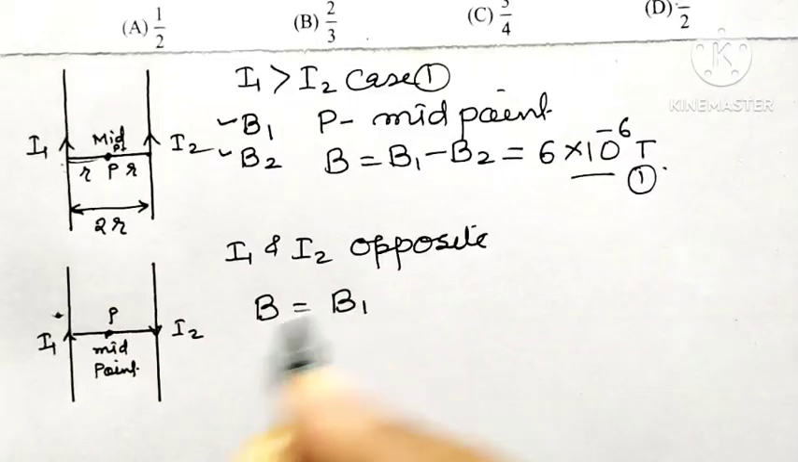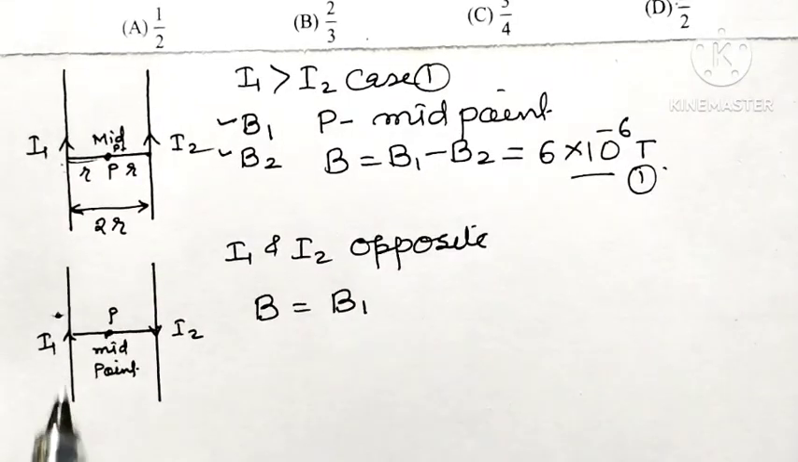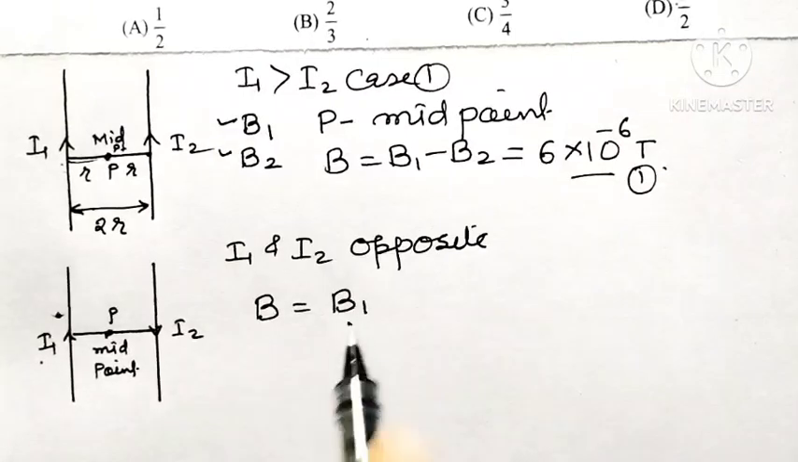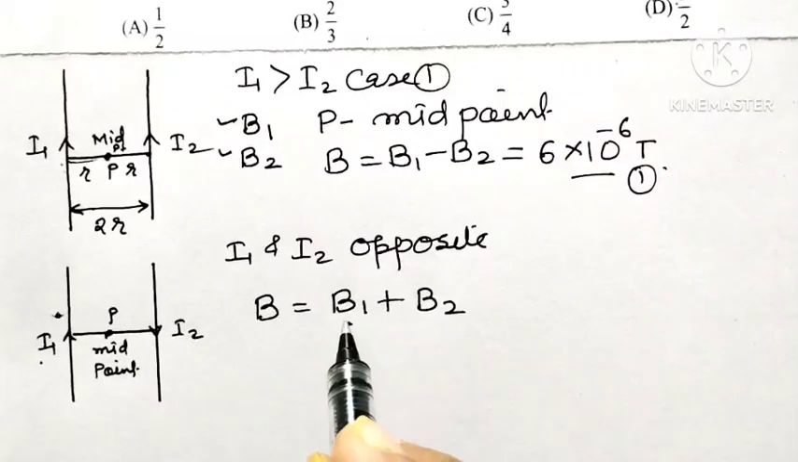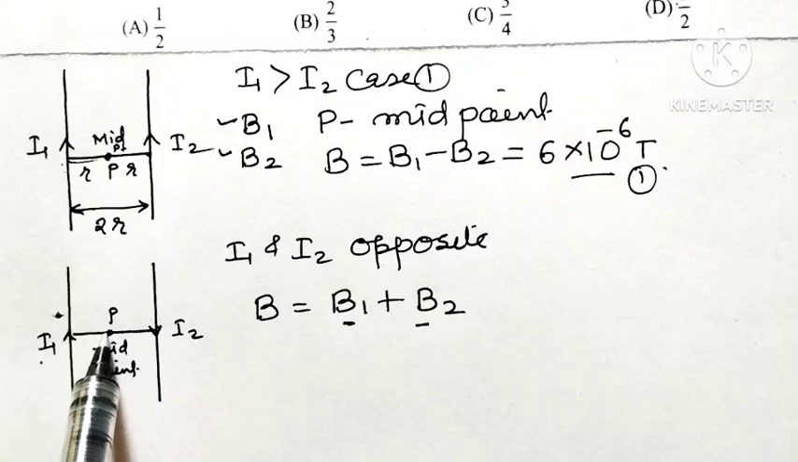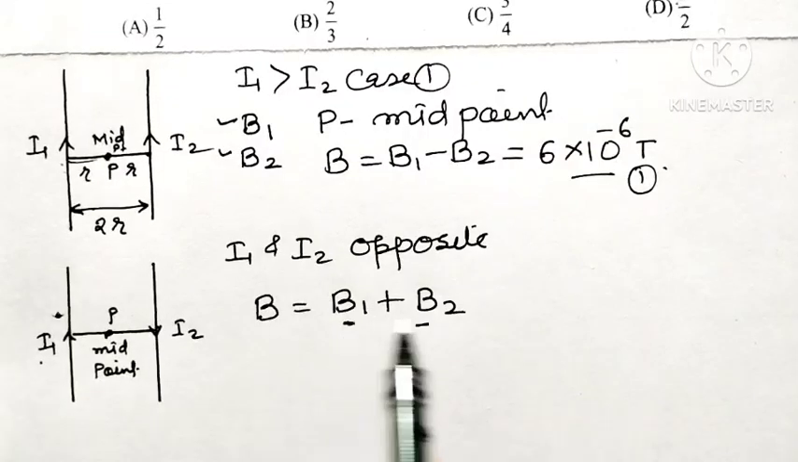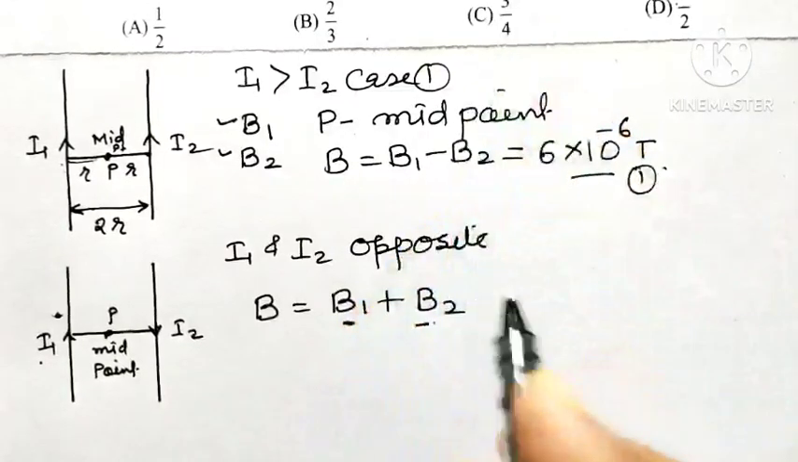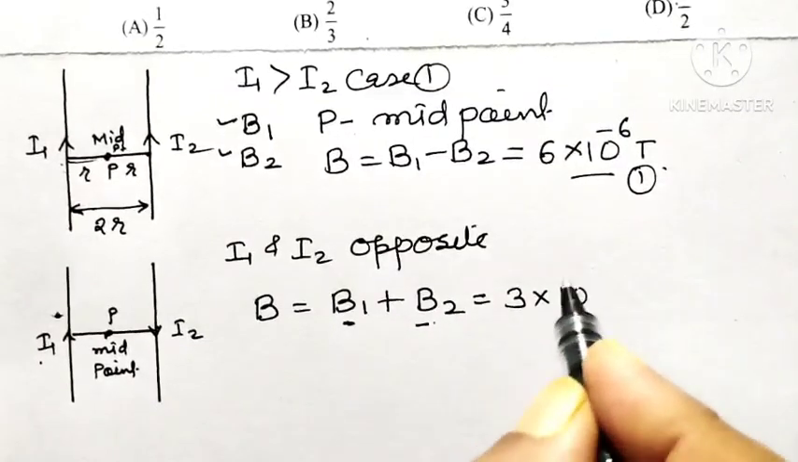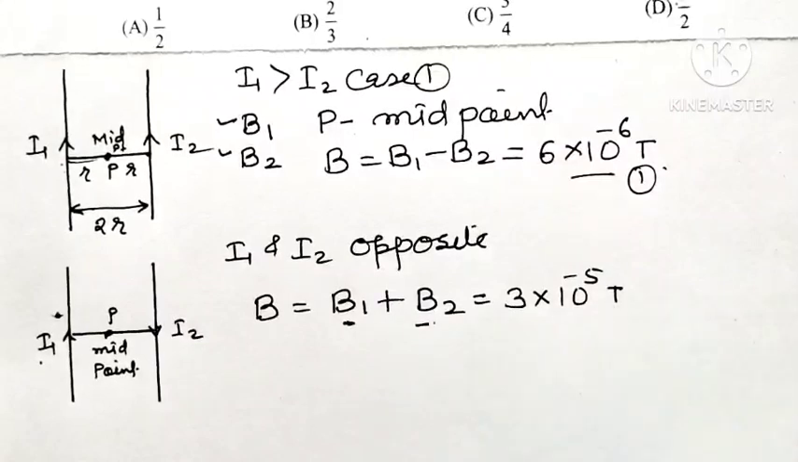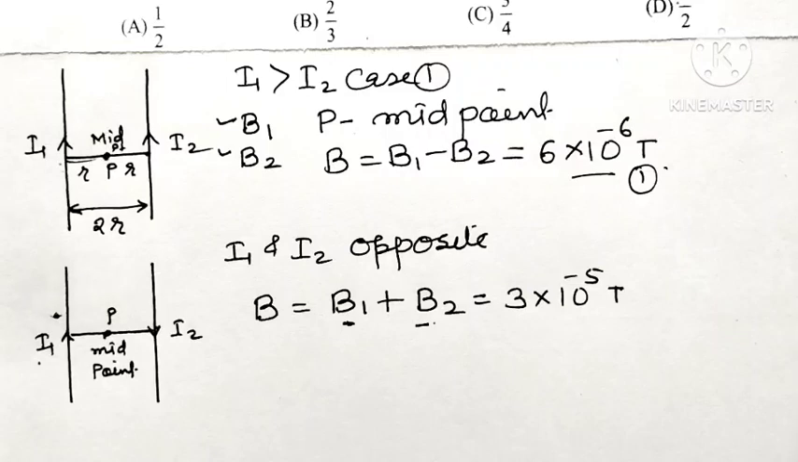So the net magnetic field at point P, due to the conductor carrying current I1 is B1 and due to the conductor carrying current I2 is B2, and because B1 and B2 are in the same direction, the net magnetic field at point P is B1 plus B2. It was given that this B is equal to 3 into 10 to the power minus 5 Tesla.